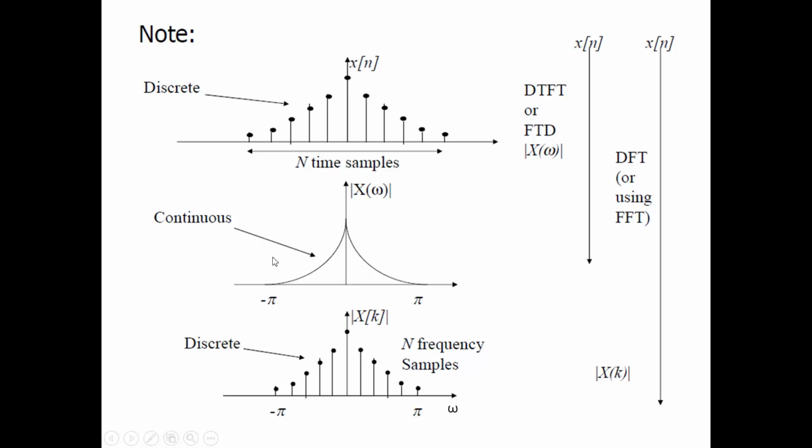If we sample the DTFT, that means we sample this continuous variable, we get the equivalent discrete Fourier transform. That means the sampled version of the DTFT. So the output of the DFT will be another sequence X[k], right? Where k will define the frequency points and frequency samples.